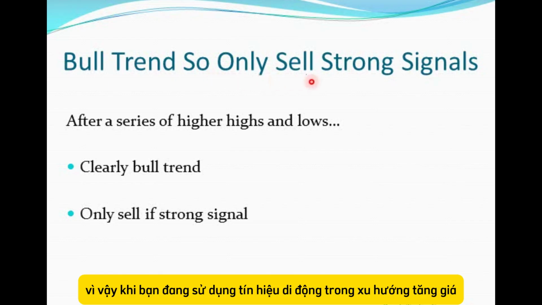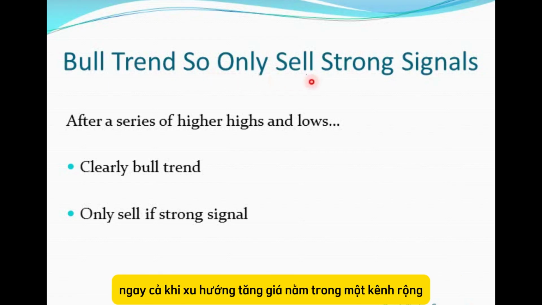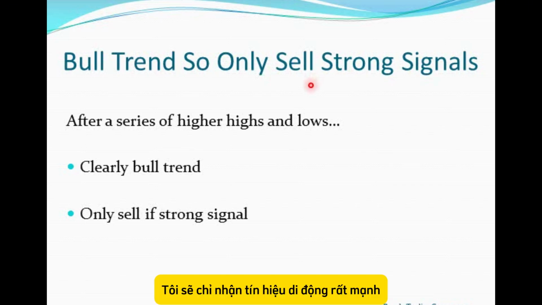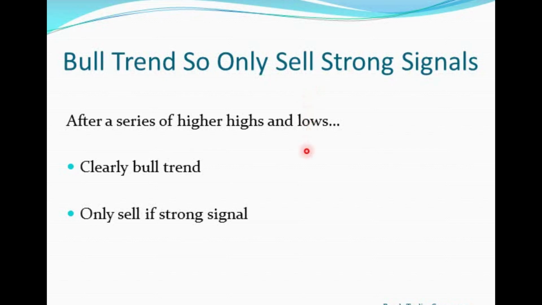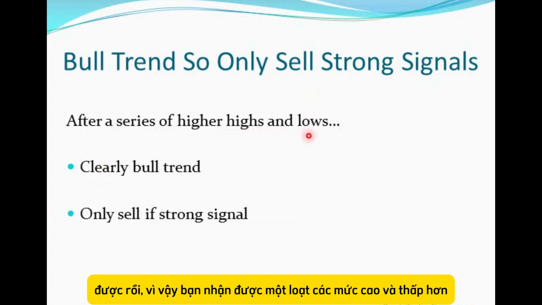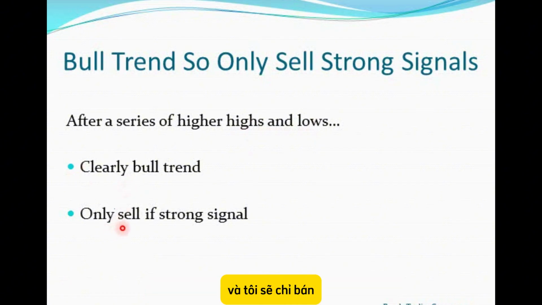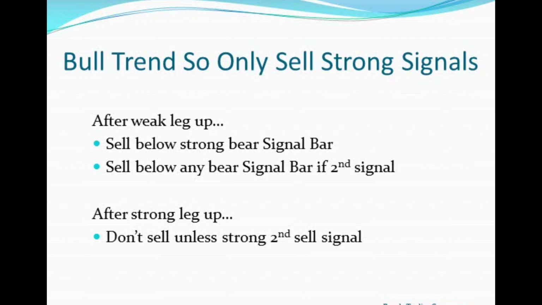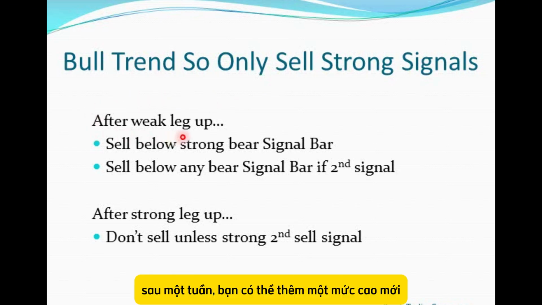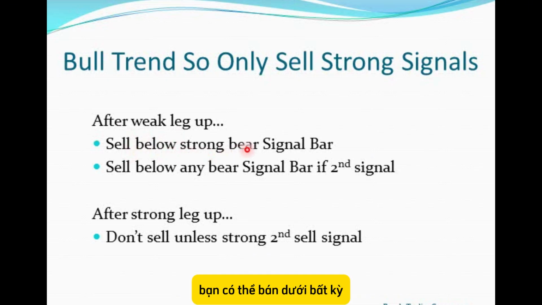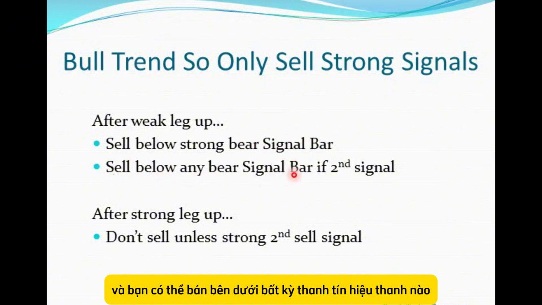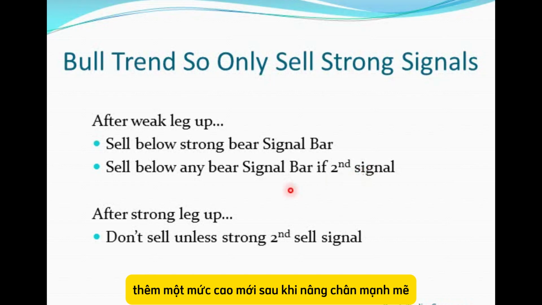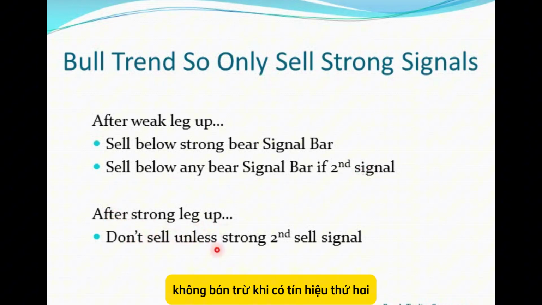So when you're taking sell signals in a bull trend, even if the bull trend is in a broad channel, I would only take very strong sell signals, and I would only sell near the top. Okay, so you're getting a series of highs and lows, so it's clearly a bull trend, and I would only sell if I had a very strong sell signal, and I would not sell halfway down into the channel. After a weak leg up, at a new high, you can sell below a strong bear signal bar, and you can sell below any signal bar if it's a second signal at a new high. After a strong leg up, don't sell unless there's a second signal.